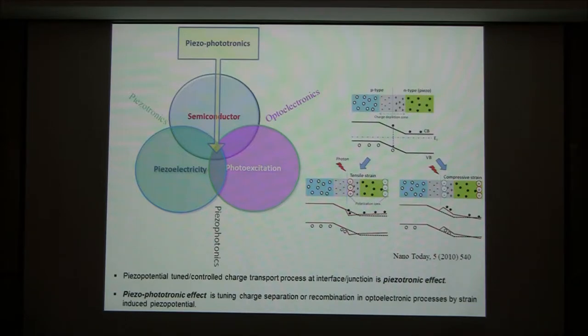What is it about? If you have a semiconductor and piezoelectric material under mechanical strain, you have polar charge present at the PN junction here. The presence of this polar charge will tune the charge carrier transport, separation, or recombination process, which is the core of piezophototronics.